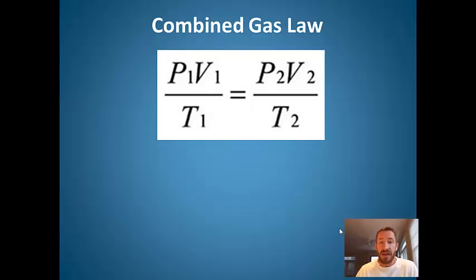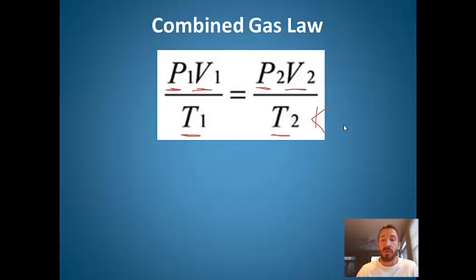The combined gas law has a value of P, V, and T. P stands for pressure, V stands for volume, and T stands for temperature. Now when you're doing this problem, you just have to make sure pressures are in the same units, your volumes need to be in the same units, but your temperature needs to always be expressed in Kelvin.